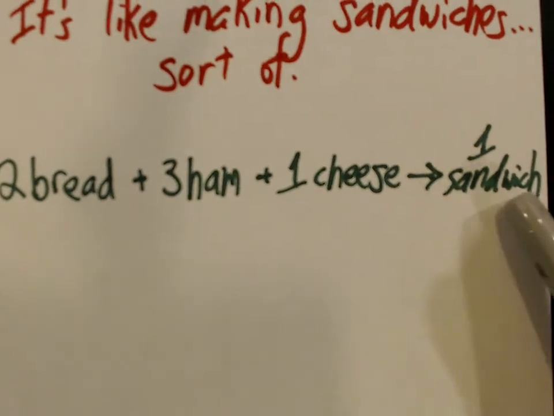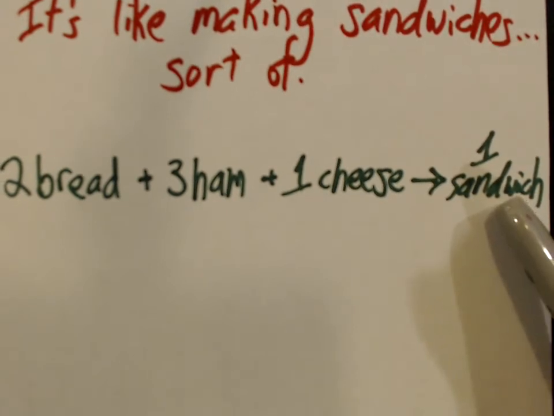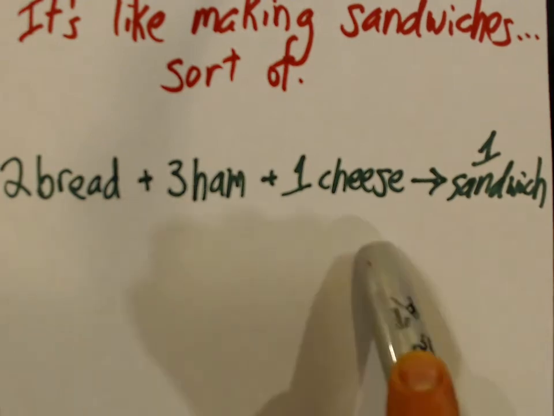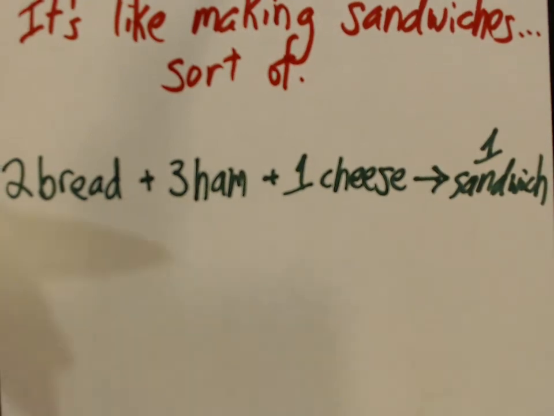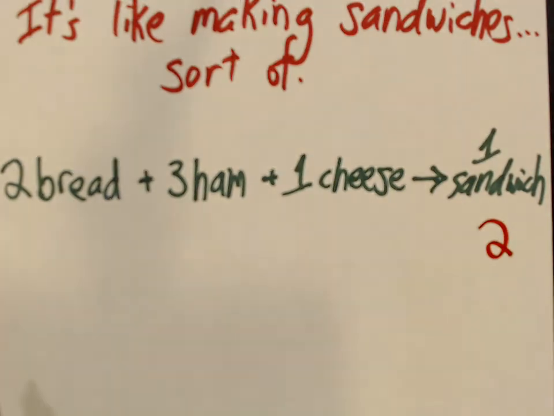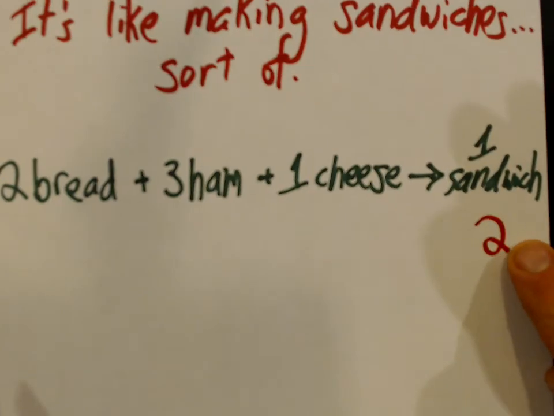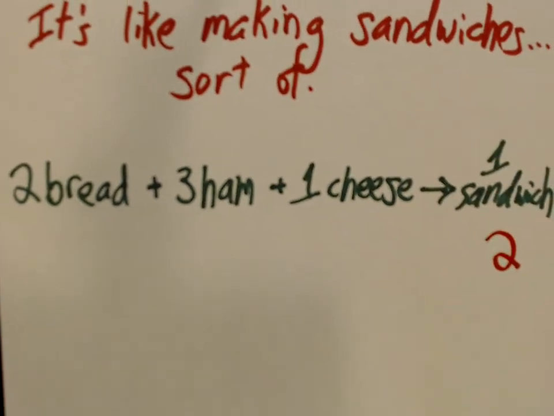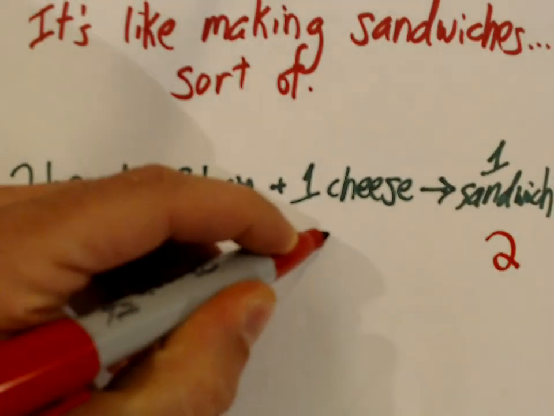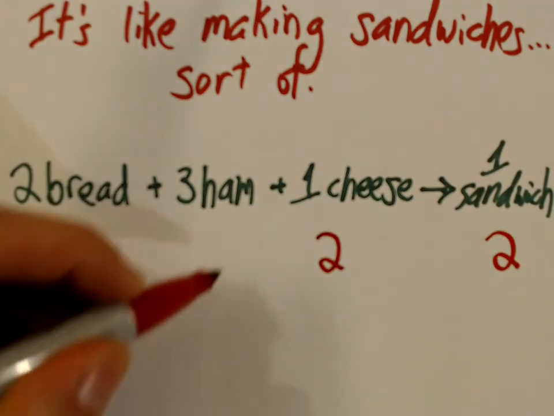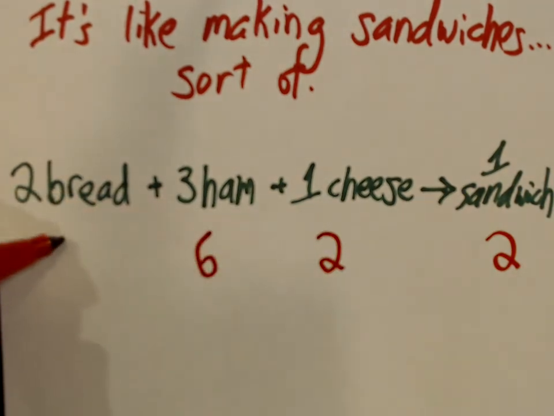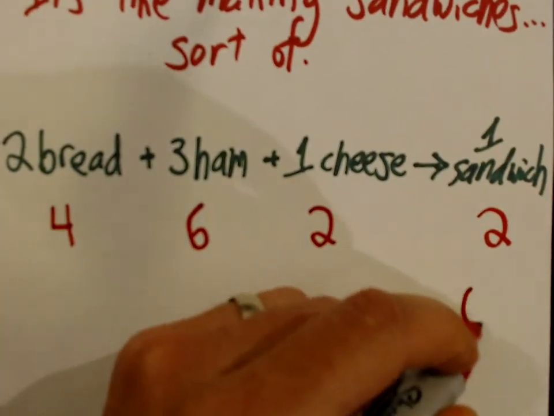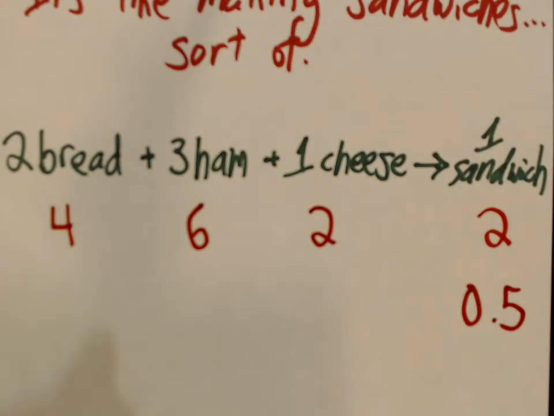Or, in other words, if you know that you want to make 2 sandwiches, it's easy to determine how many other ingredients you would need. So, for example, let's say you do want 2 sandwiches. Okay, well, 2 is twice as big as 1. Therefore, all of the other ingredients, you would have to double them as well. So, for 2 sandwiches, you would need 2 pieces of cheese, 6 pieces of ham, and 4 pieces of bread. Hooray!